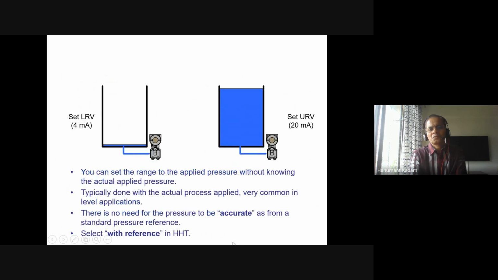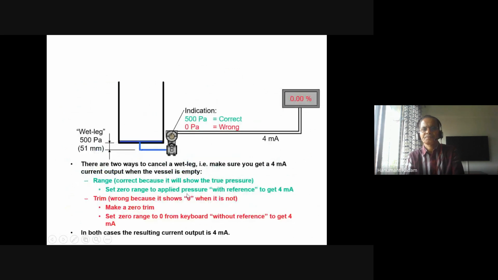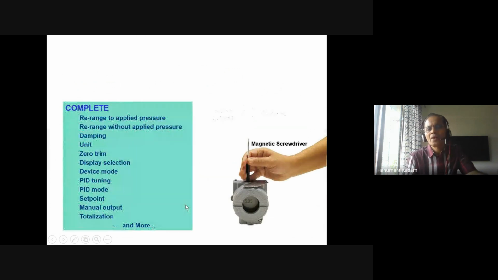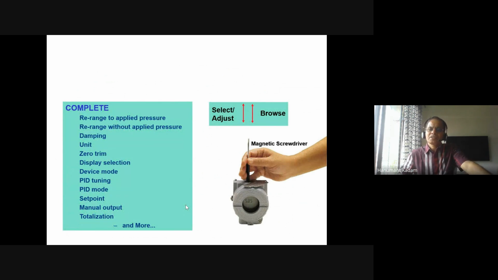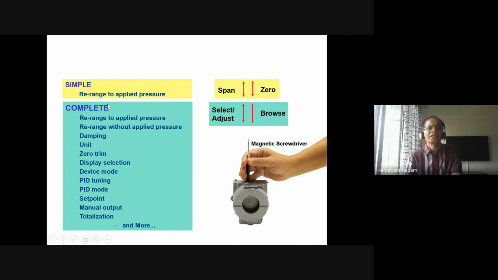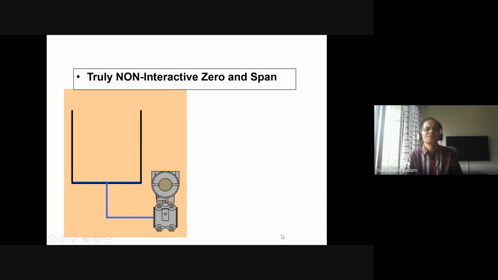This I think we have discussed, but I will show you in this slide locally how zero and span are changed. As I told, there are two buttons, one for zero, another for span. Using this magnetic screwdriver, select and adjust, just push up and down. You'll get a simple range to be applied. This is manually done zero and span. You can see here non-interactive zero and span.